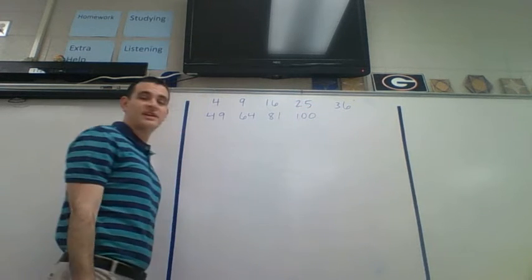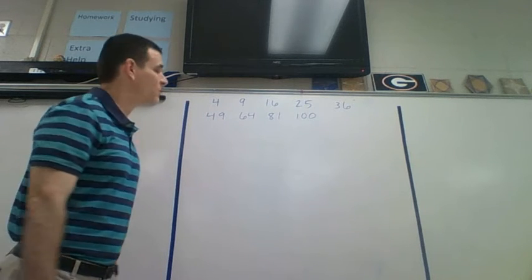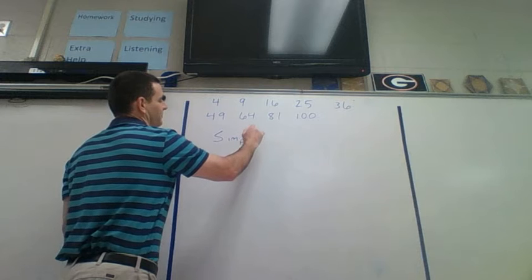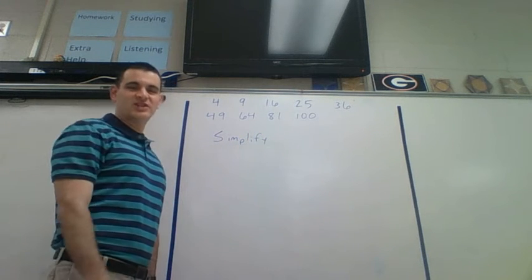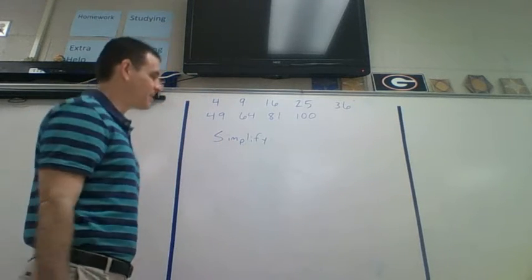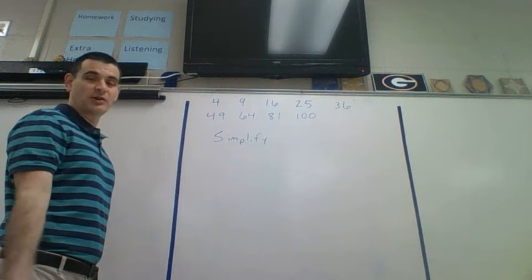Okay, so those are a list of perfect squares. We're going to use those to help us simplify square roots. So you're going to see the verb simplify. Now, when you see the word simplify, that never means change it to a decimal. So we're not just going to stick that in the calculator and write down what the calculator tells us. We're instead going to write it in simpler terms.